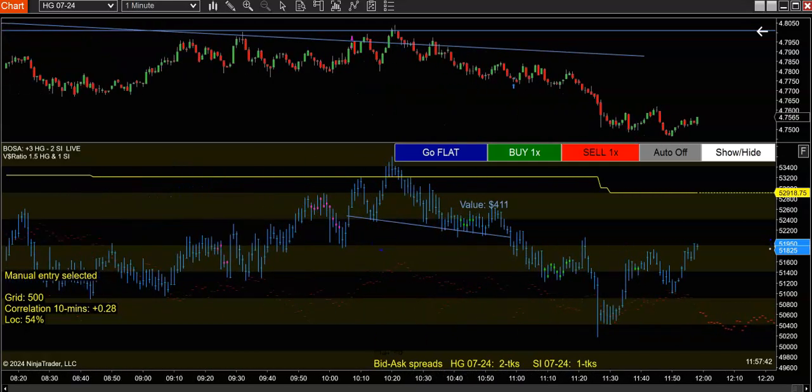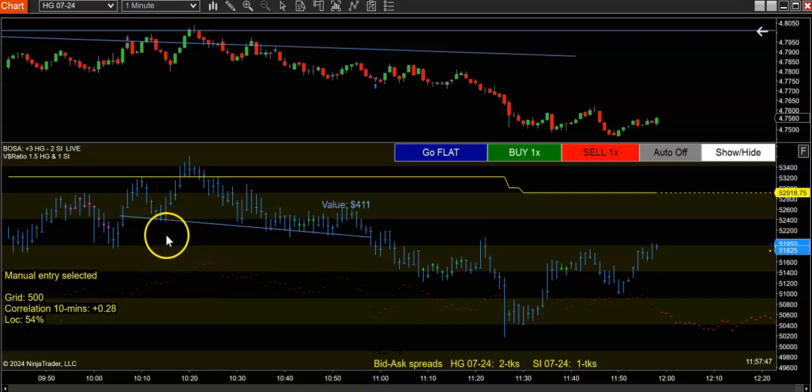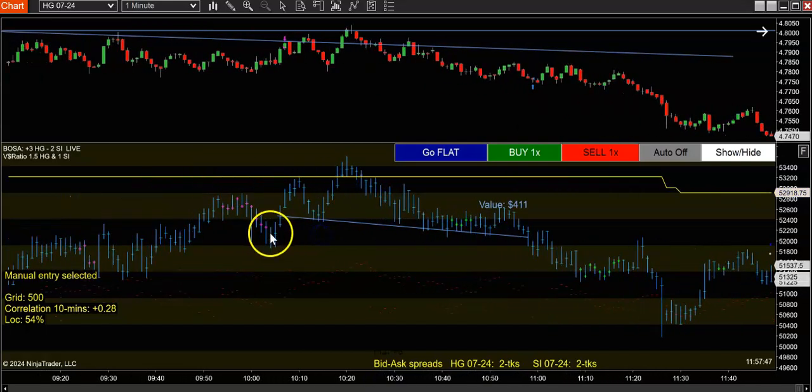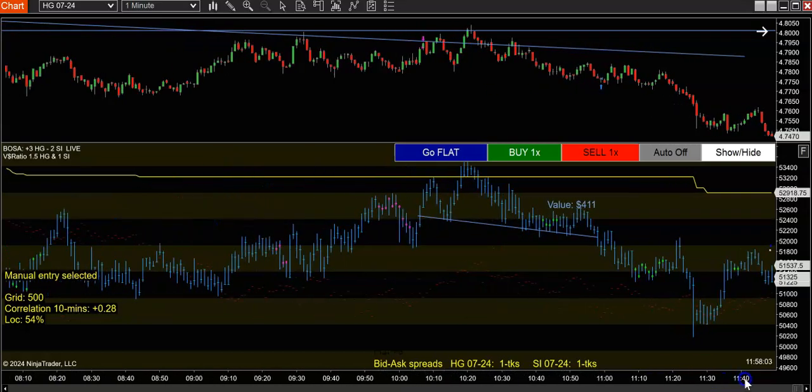One thing I also look at is when these pink dots stop printing. So we saw it stop printing here, and I said, okay, I think it might retrace up into here and here. I probably should have put a stop loss at that level. Anyway, it worked out, and I just wanted to share that with you guys.